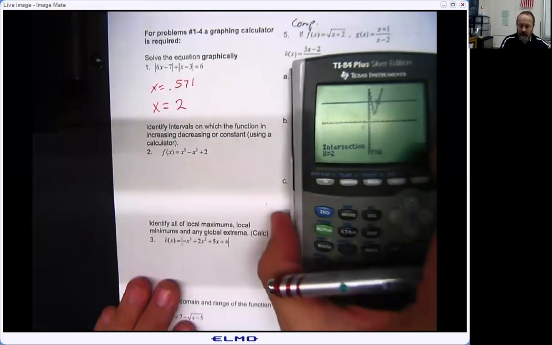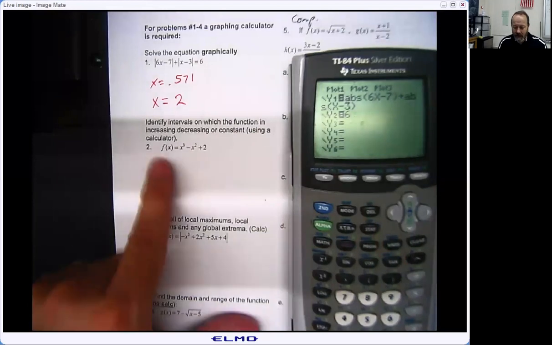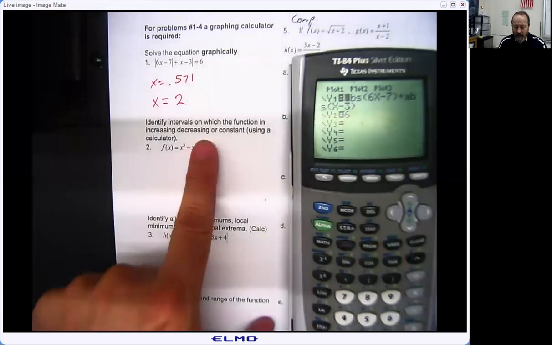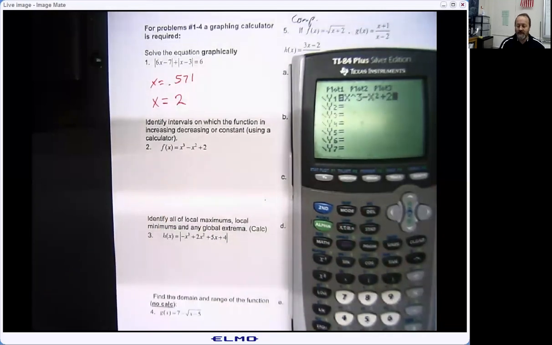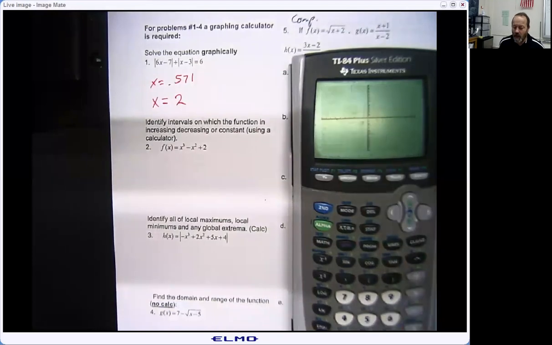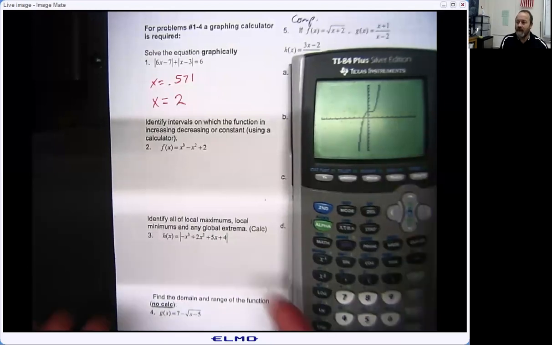Now, number 2 is asking us to do something similar in that it wants to know when this thing is increasing, decreasing, and when it is constant. So I'm going to clear my equations out and ask my calculator to graph this equation. Again, I'm going to hit zoom 6 because I don't really know what window would be a good window. I can tell something weird happened in here because it looks like it went horizontal, but I know a little bit better.